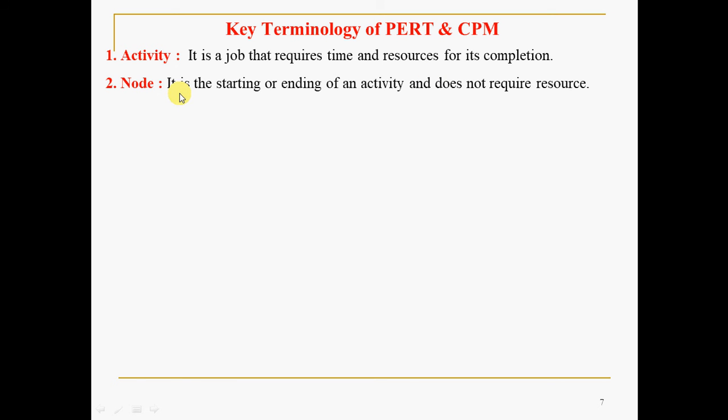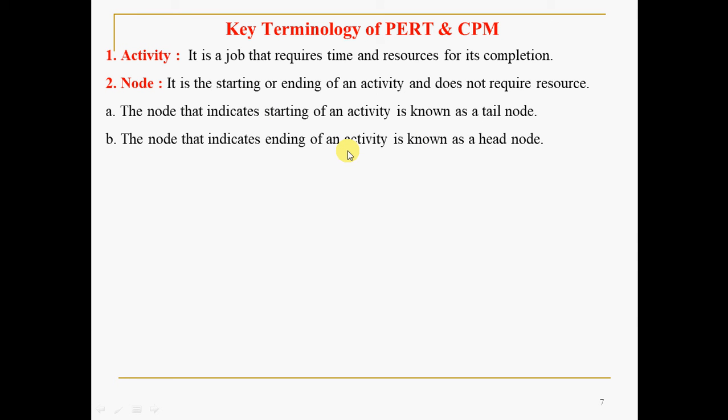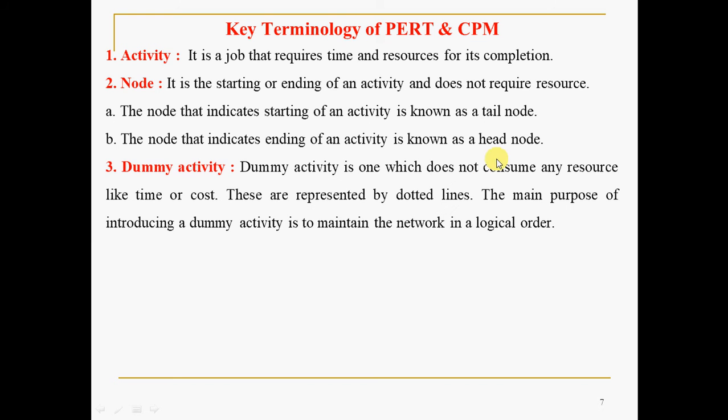Node. A node is also called an event. It is the starting or ending of an activity. It doesn't require any resource. It's just a representation of starting or ending, represented by a circle in general. The node that indicates the starting of an activity is known as a tail node. The node that indicates the ending of an activity is known as a head node. We'll see this in the network diagrams.